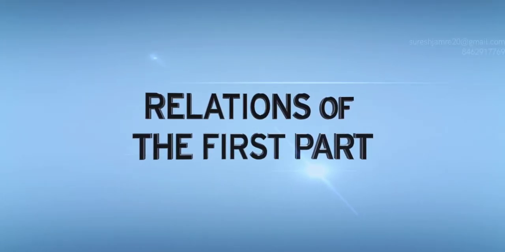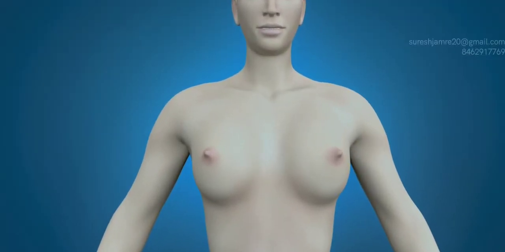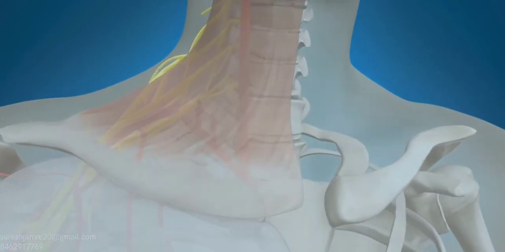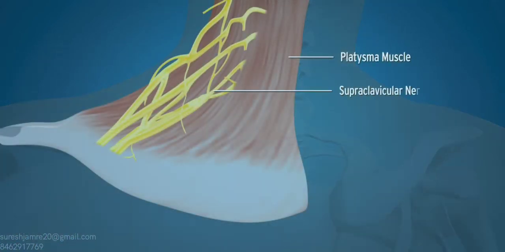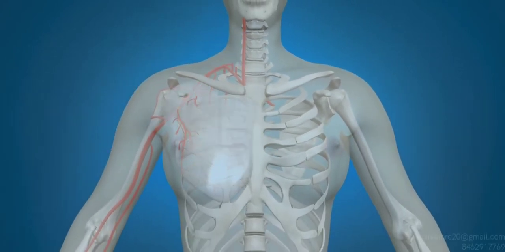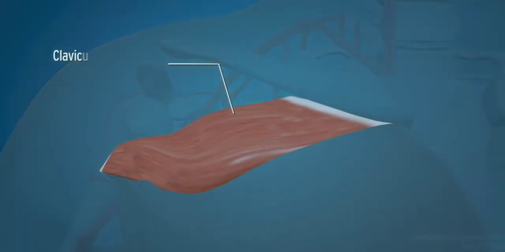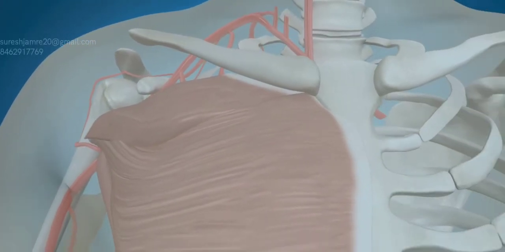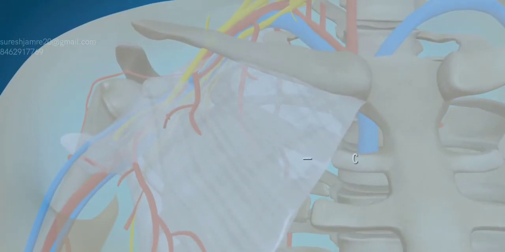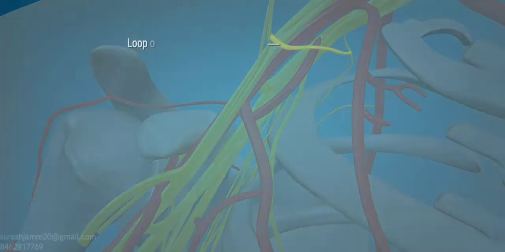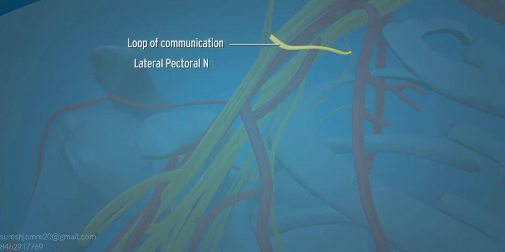Relations of the first part. From superficial to deep: skin, superficial fascia with platysma muscle and supraclavicular nerves, deep fascia, clavicular head of the pectoralis major, clavipectoral fascia and structures piercing it, namely cephalic vein, lateral pectoral nerve, and thoracoacromial vessels. Loop of communication between medial and lateral pectoral nerves.